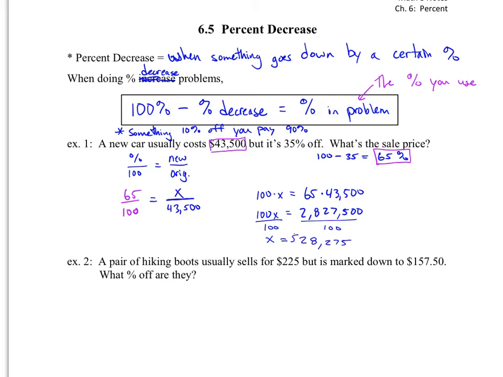28,275. That doesn't seem right. Yeah, it does, because you take away 2 zeros. So the original car cost $43,000 and the new car costs $28,000, or the original price. And it should be less. You guys were right on that. Okay.